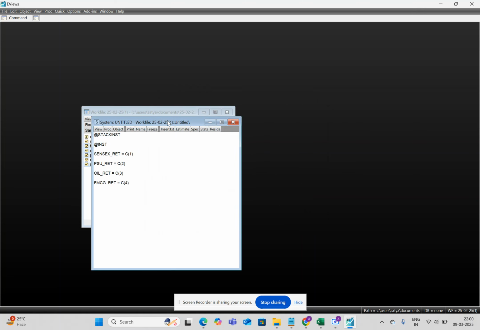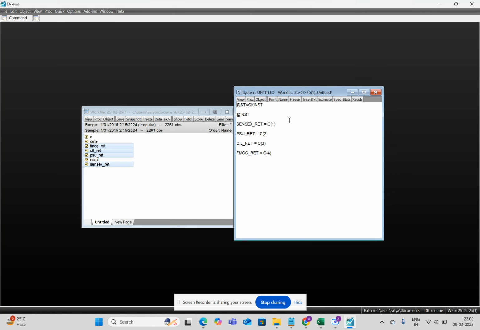Okay, so the first thing we need to do is write down that in our analysis, C1 will be the Sensex return, C2 will be PSU, C3 will be oil, and C4 will be FMCG. We need to remember which one is what, and I will show you later why it is important, because in the case of the VECH model, they show us the result. They do not write Sensex return or PSU return. They just write C1, C2, and then they put the coefficient on the side. We need to understand from there.